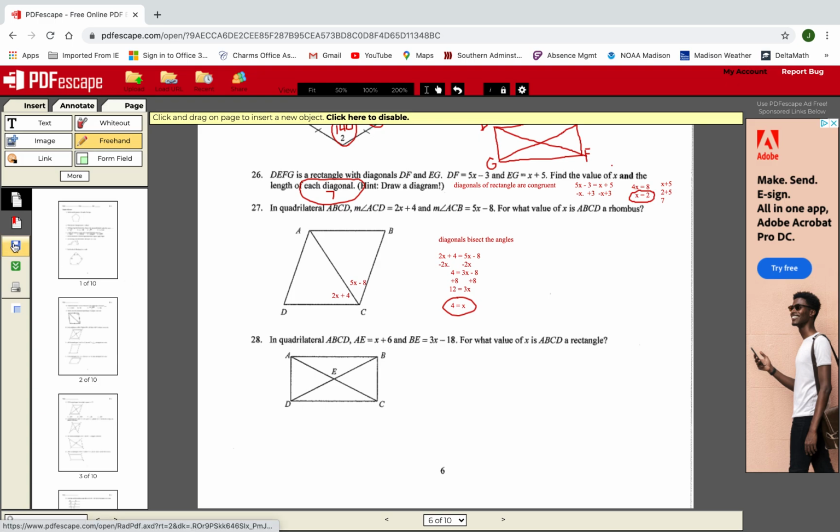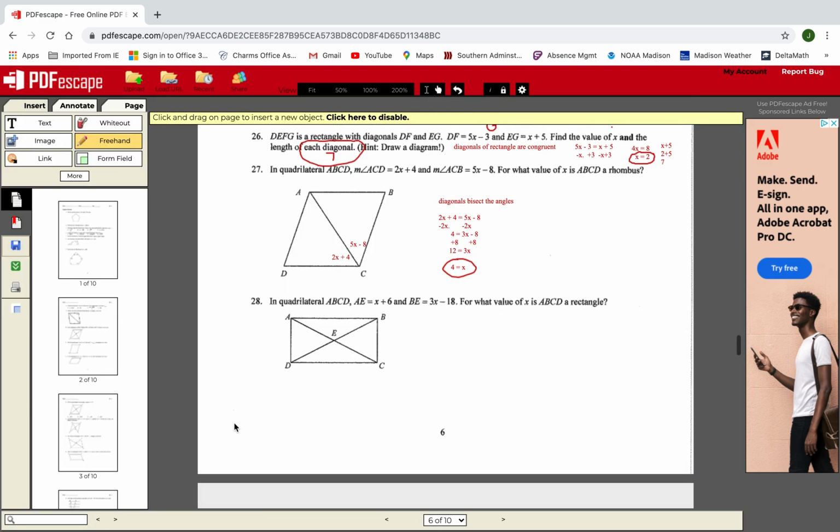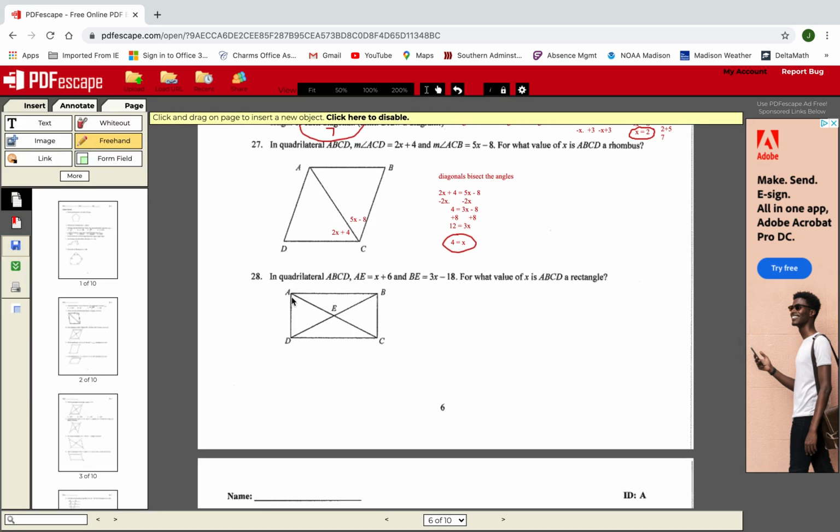All right. 28 in quadrilateral ABCD. AE is x plus 6. Let's put that on AE. X plus 6. And it tells me that BE is 3x minus 18. For what value of x is it a rectangle?